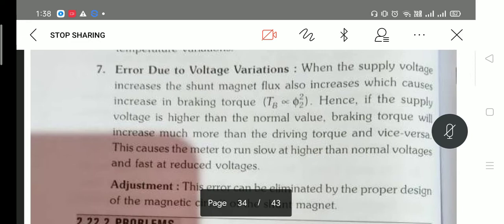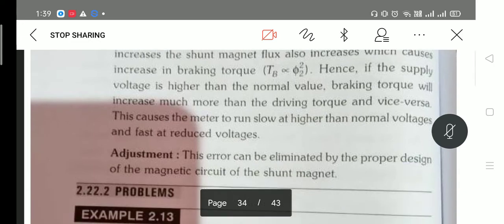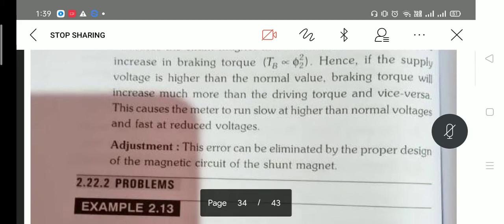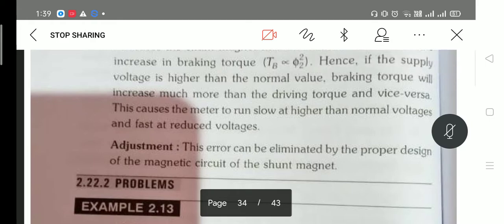Hence if the supply voltage is higher than the normal value, we get some errors in the voltage. We can avoid that error by proper design of the magnetic circuit in the shunt magnet. Then we can avoid the voltage variation errors.